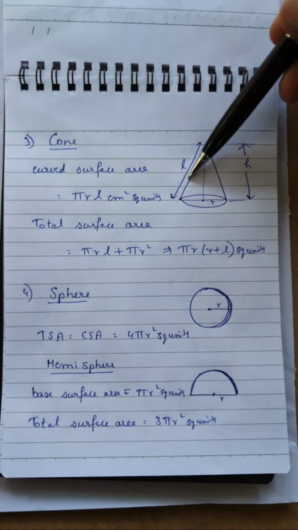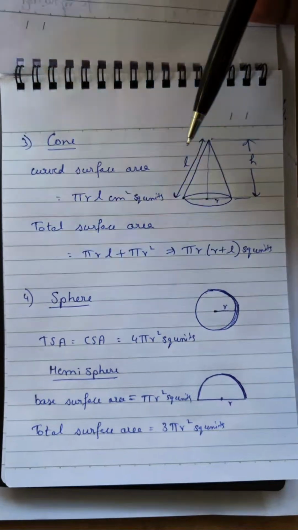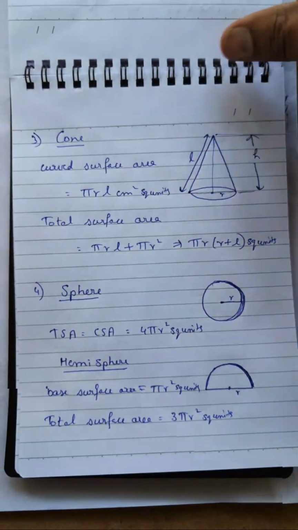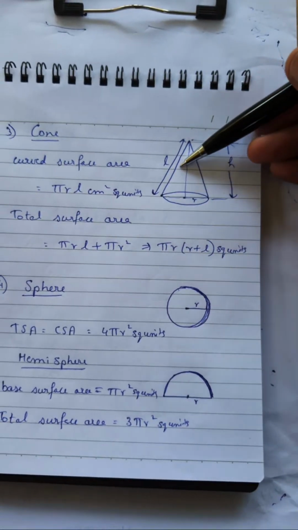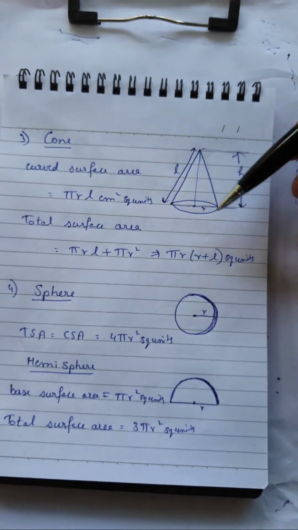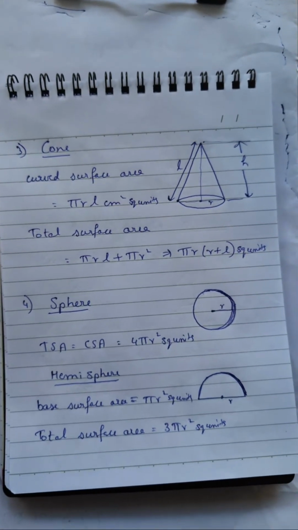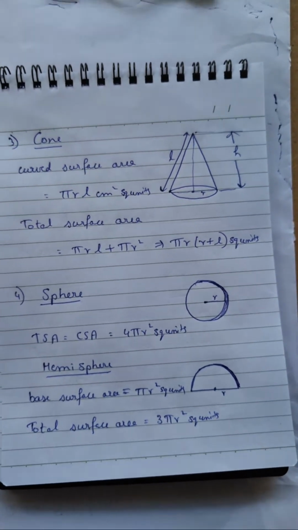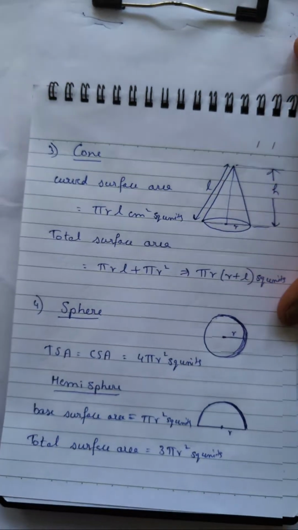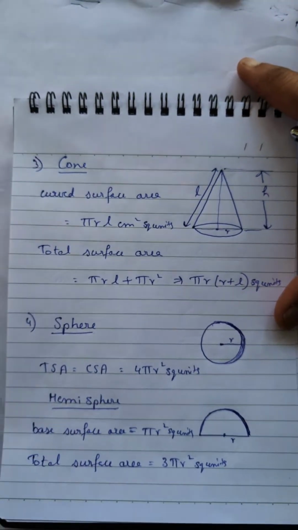Curved surface area is nothing but the entire curved part of the cone excluding the circle, because for curved surface area or the lateral surface area, we should not consider top and bottom, we have to only consider the middle part.